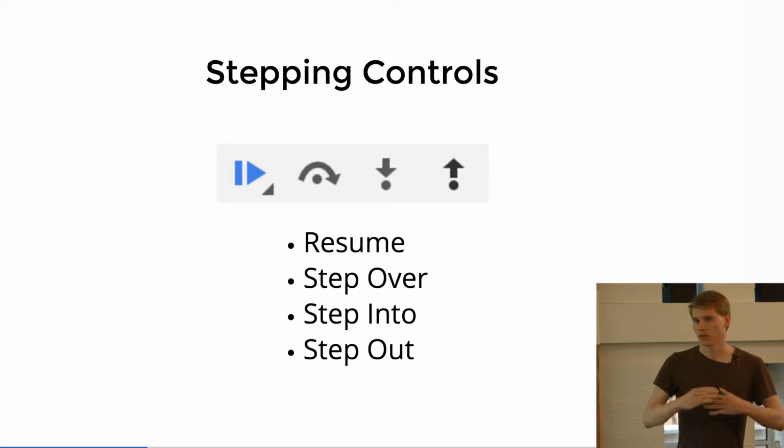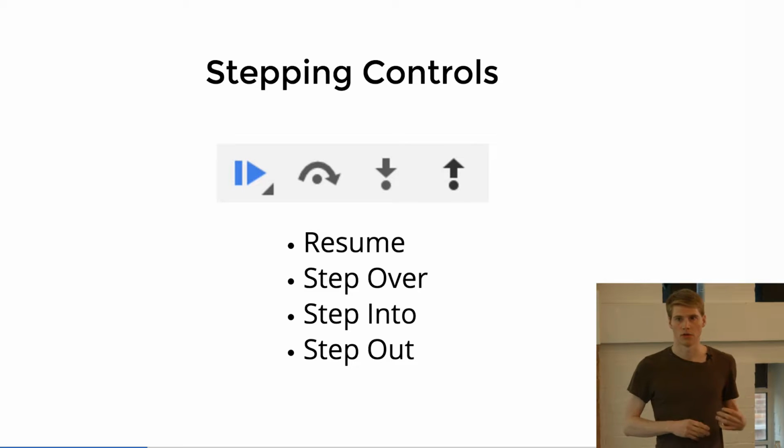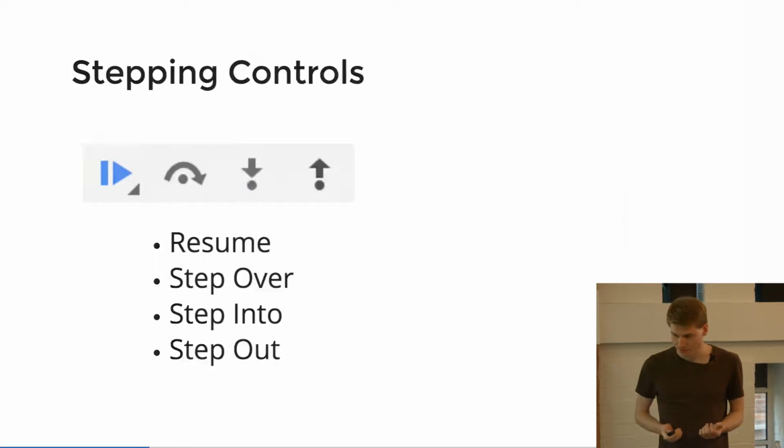If you have a function call on the current line, you can also step into that function and debug it in more detail. Or the opposite of that is you can step out of the function, just run until the end of the current function, return, go up in a call stack, and then pause again. But Chrome has a few features that allow you a bit more control over how you step through your code.